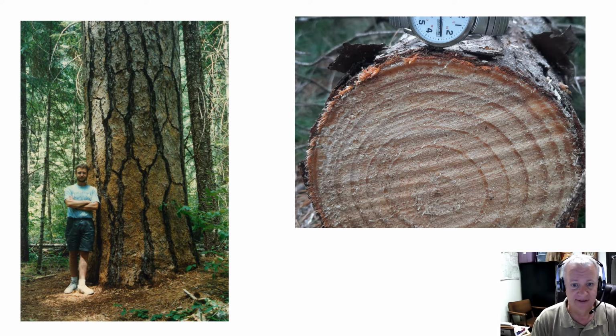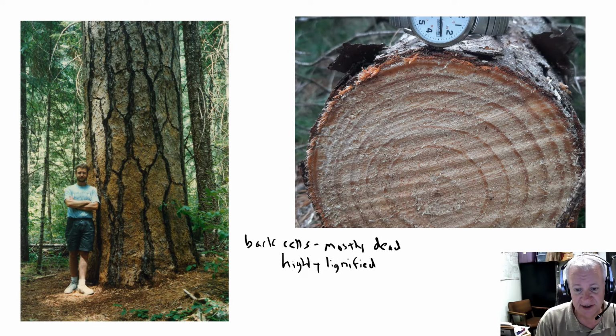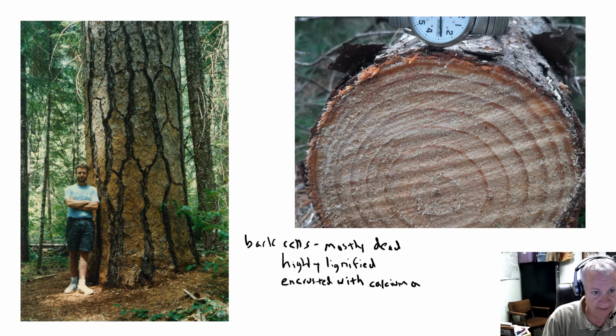The outer bark is formed by the cork cambium, and it usually has multiple layers, and those outer bark cells are mostly dead. They're highly lignified. So that lignin is not easily digestible. It makes those cells tough. Those cells are often encrusted with calcium oxalate crystals. And we'll talk about those a little bit later.